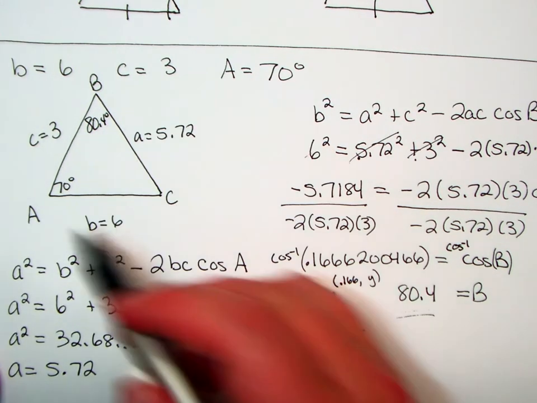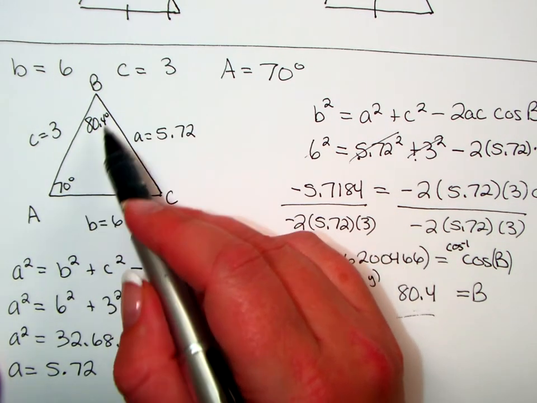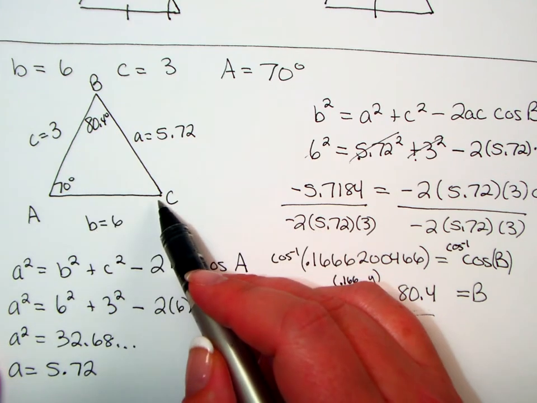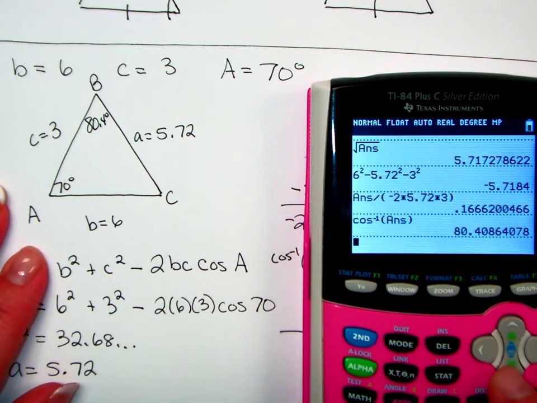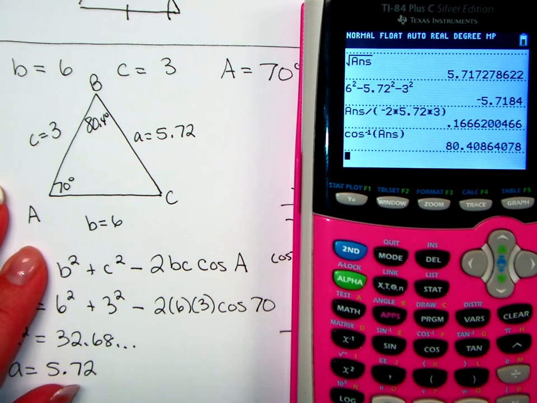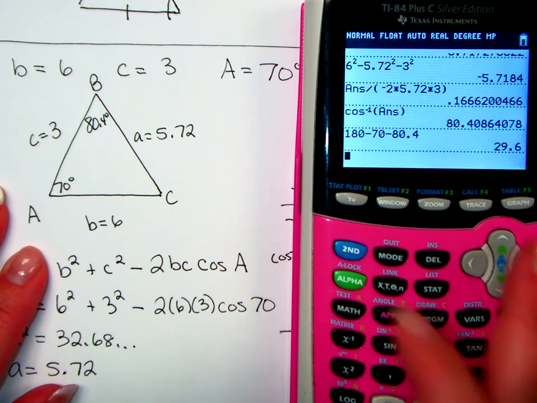Now, we have all three sides. We have two of the angles, so to solve for the last angle, angle C, we just need to subtract from 180. So I'm going to go ahead and do that. 180 minus 70 minus 80.4 is 29.6.